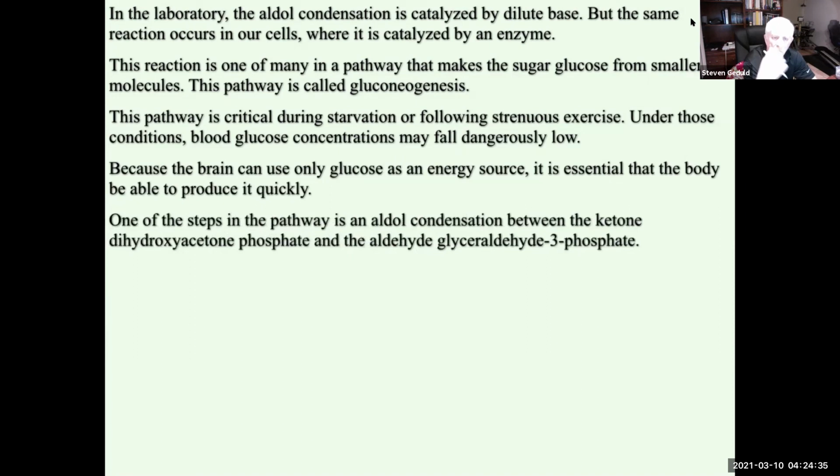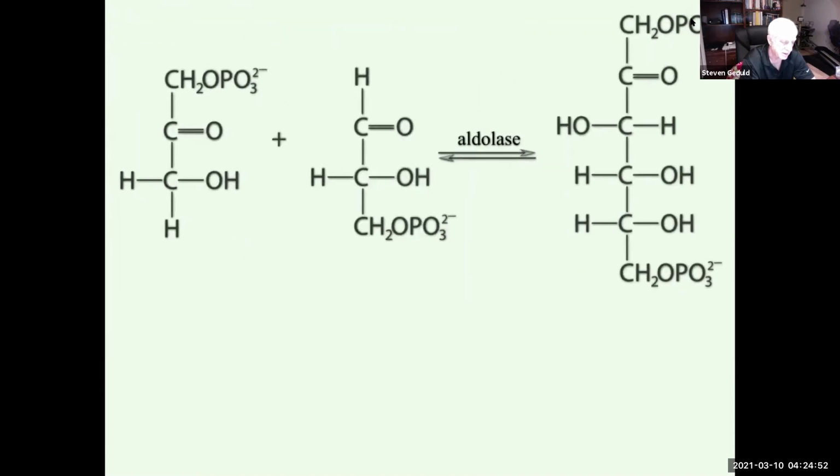So one of the steps in the pathway is aldol condensation, which we're going to learn about, between the ketone dihydroxyacetone phosphate and the aldehyde glyceraldehyde 3-phosphate. Those combine in an aldol condensation reaction to help produce glucose. That's one of the steps. So this is what it looks like. This is an enzyme that catalyzes the reaction.